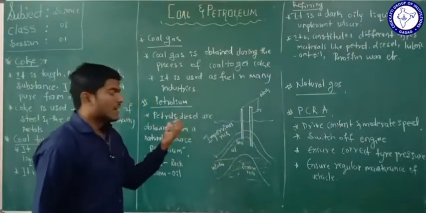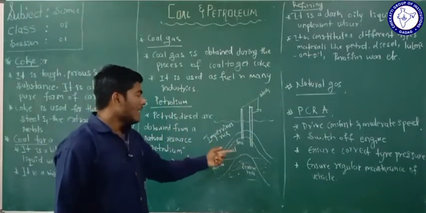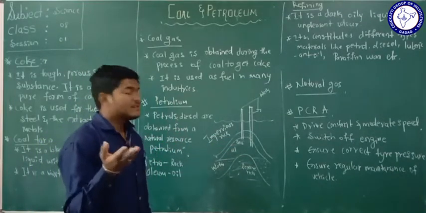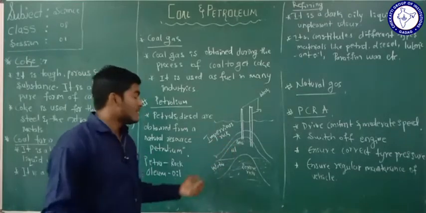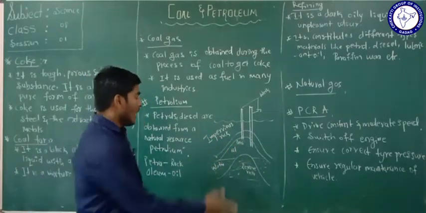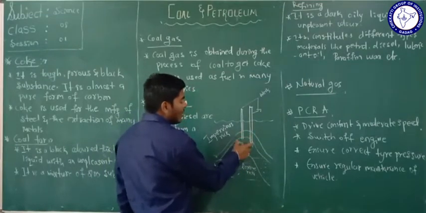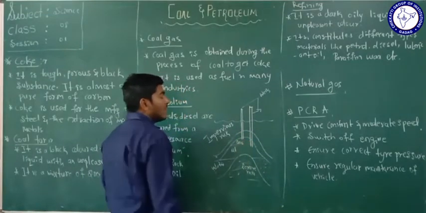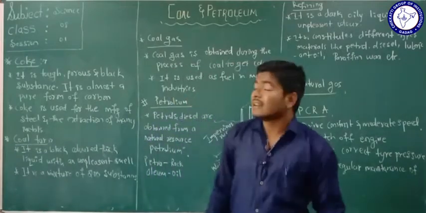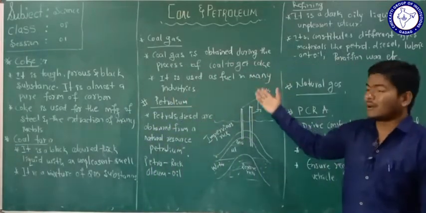But you have to remember, gas is always present at the upper part of the water level. Why? Because compared to water, oil and gas are lighter. The density of gas and oil is very low compared to water. Therefore, on the water surface we get the oil, and on the oil we get the natural gas. So these are the most important products that we get from petroleum.